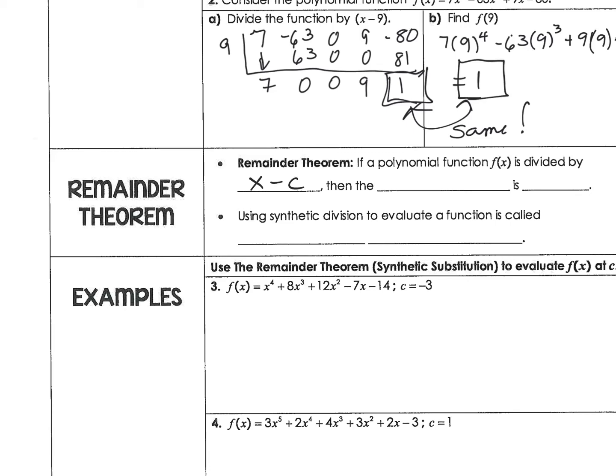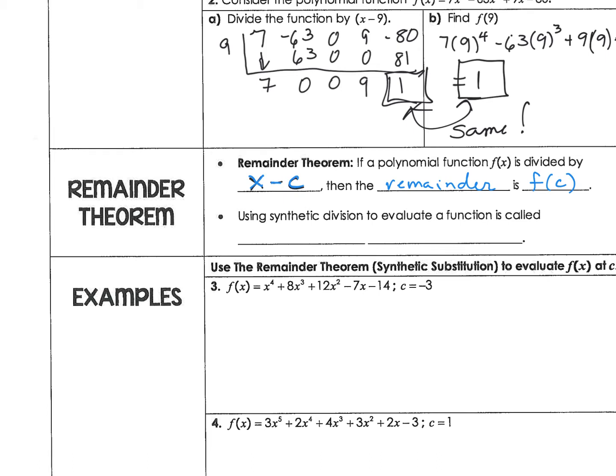If a polynomial function is divided by x minus c, then the remainder is really f of c, isn't it? Isn't that what we just proved right up there? This is the remainder of x minus c, and this is the value of the function f of c, isn't it? So that's what it says to us.